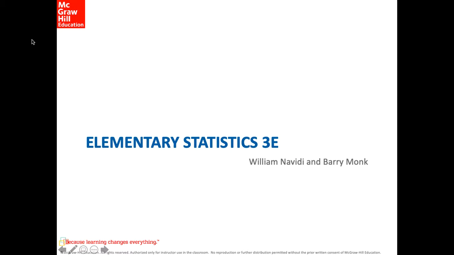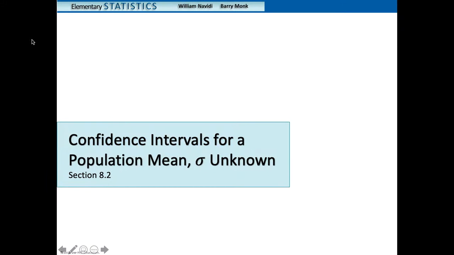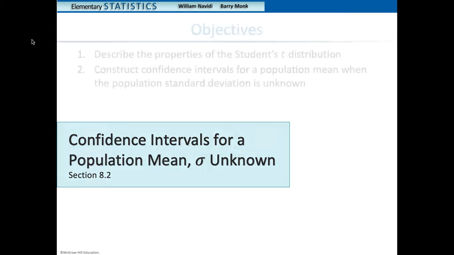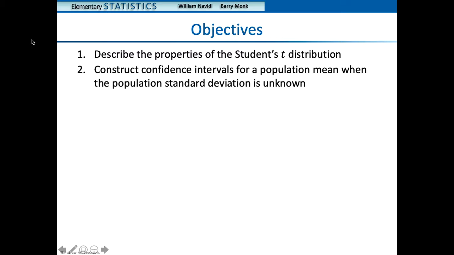In this section, we will continue talking about confidence intervals, and specifically, we will revisit constructing a confidence interval to estimate a population mean. But this time, we will look at how we do this if sigma, the population standard deviation, is not known. So let's go ahead and dive in here.